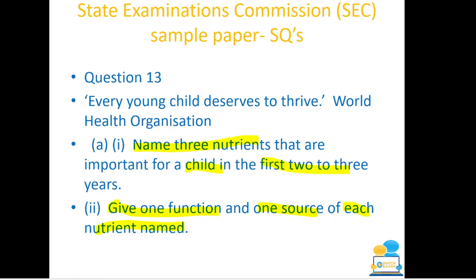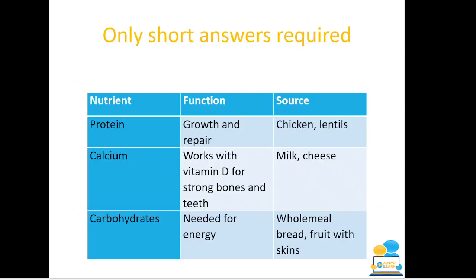So there's a lot of information there. The first thing I'm going to do is I'm going to highlight name. Name means I am just writing down something very small, maybe a 1-word answer. 3 nutrients. I know I need to list 3 nutrients, but the important thing is I need to know that it's pertaining to a young child, okay? And the next part then is give 1 function and 1 source of each nutrient. So I'm going to name a nutrient, I'm going to give a function and a source, but it has to be relevant to a child. Now, in this case, they provide you with a table and you fill it in. So I've gone with protein.